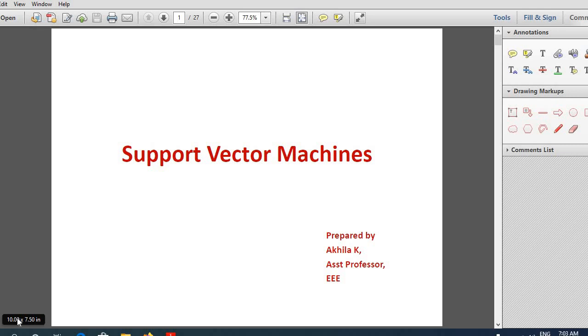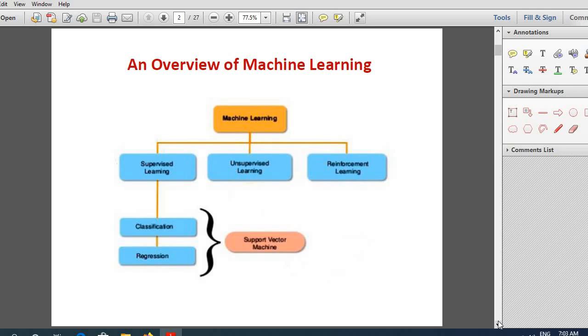Good morning, dear students. We are continuing with Module 6, and one of the most important topics in Module 6 is support vector machines, which we call SVM. So let us see what support vector machine is.